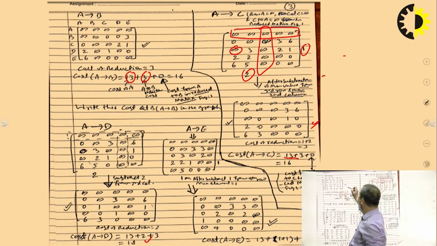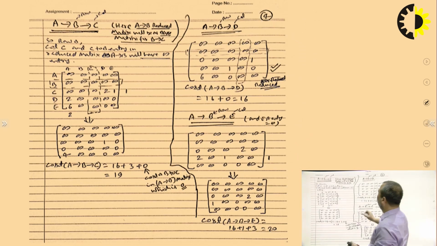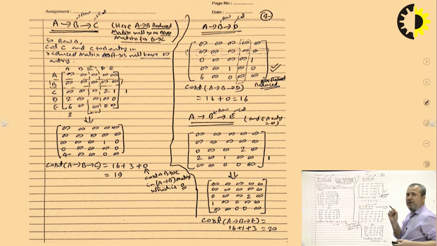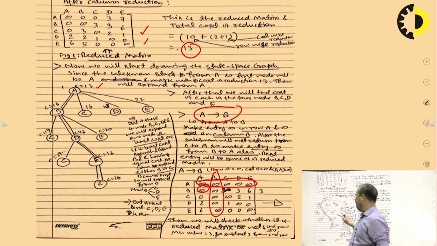So this becomes the reduced matrix. This will be the base matrix from when we start, I mean go from B to further. Okay, so this matrix will become the base matrix for A to B like this. Now what we'll see: A to B is there, then from B we can go to C, D and E, because A to B is already done.